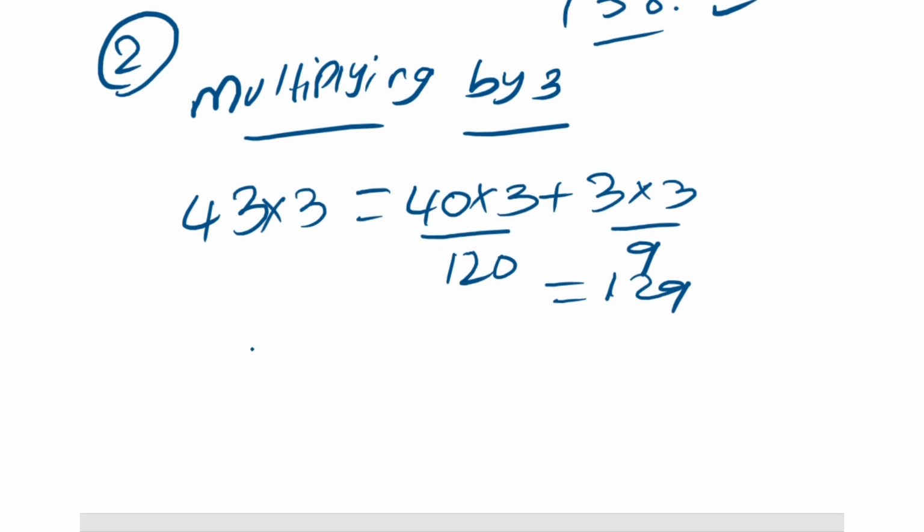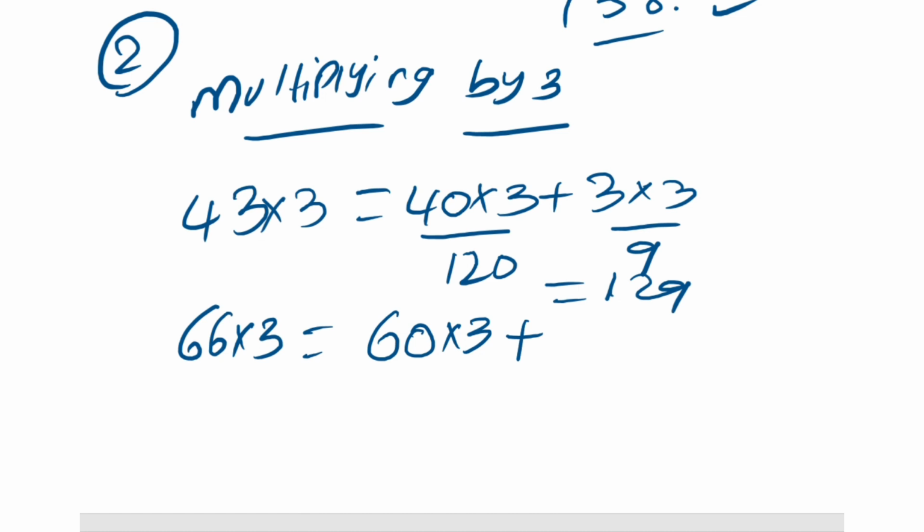In the same way, if you are in a scenario to multiply 66 into 3, make it 60 into 3 plus 6 into 3. So 180 and 18, it's going to be 198. See friends how easy it was. If you split the value and make the calculation, it will be very easy. Until now we have discussed multiplying any number by 2 and by 3. Let's discuss next multiplying any number by 4.